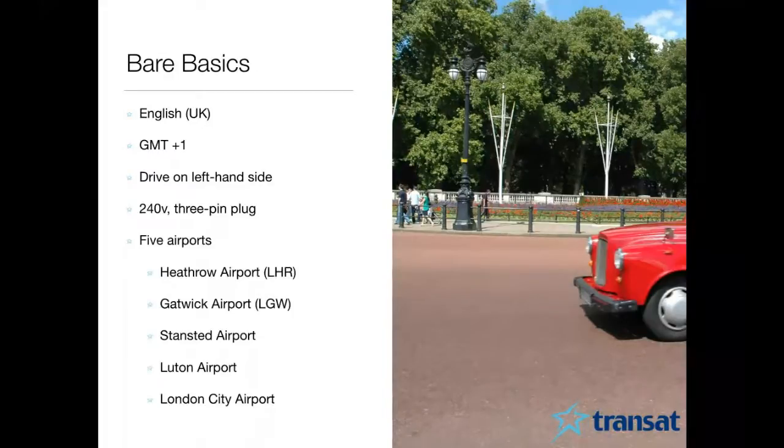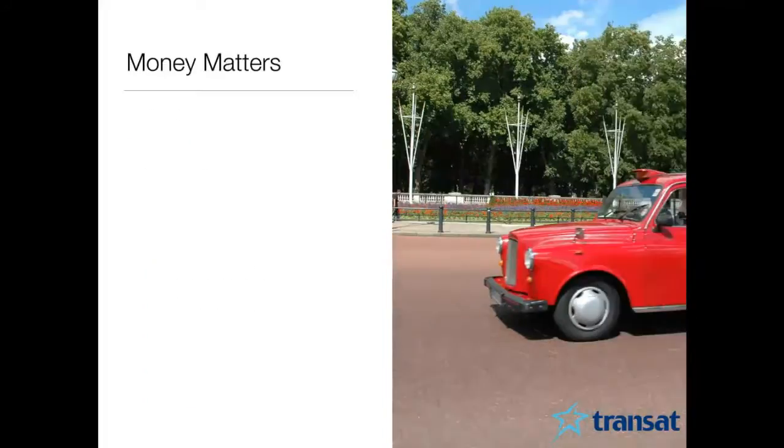There are 5 airports servicing London. They have the Heathrow Airport in West London, Gatwick Airport south of London, London Stansted Airport northeast of London, London Luton Airport northwest of London, and the London City Airport located in the Royal Docks. Heathrow and Gatwick are the most commonly used airports for international travelers.